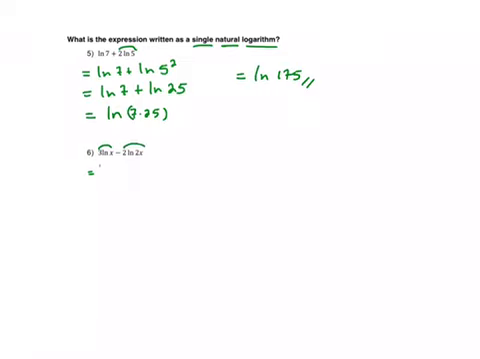So number 2, again, my first step is that I'm going to move that exponent. That's natural logarithm of x cubed minus the natural logarithm of 2x squared. So this is the same as x cubed divided by 4x squared. And there you have it, right?